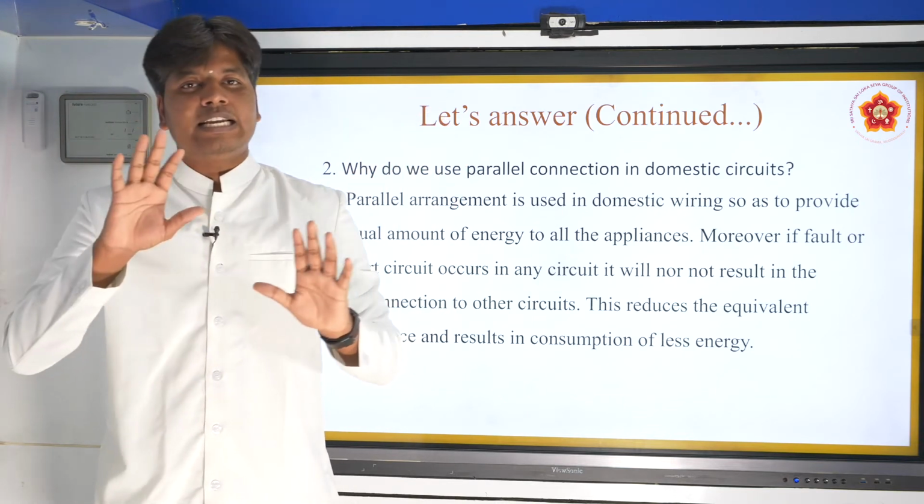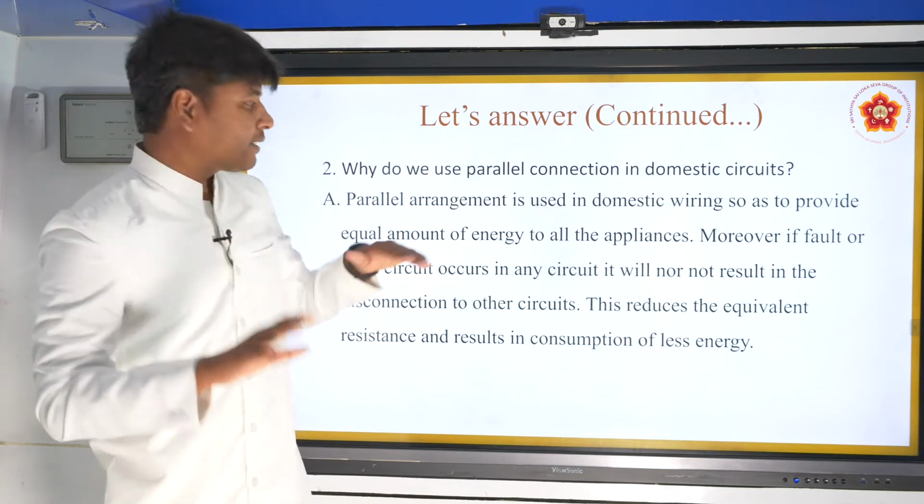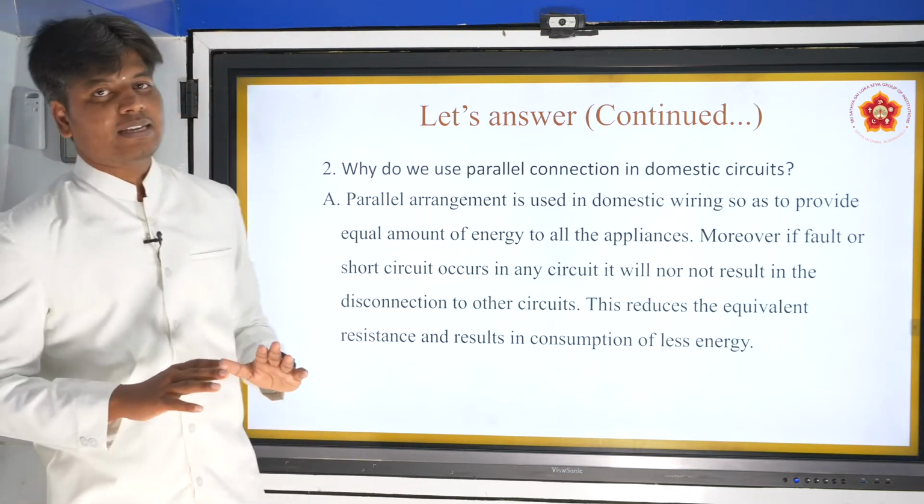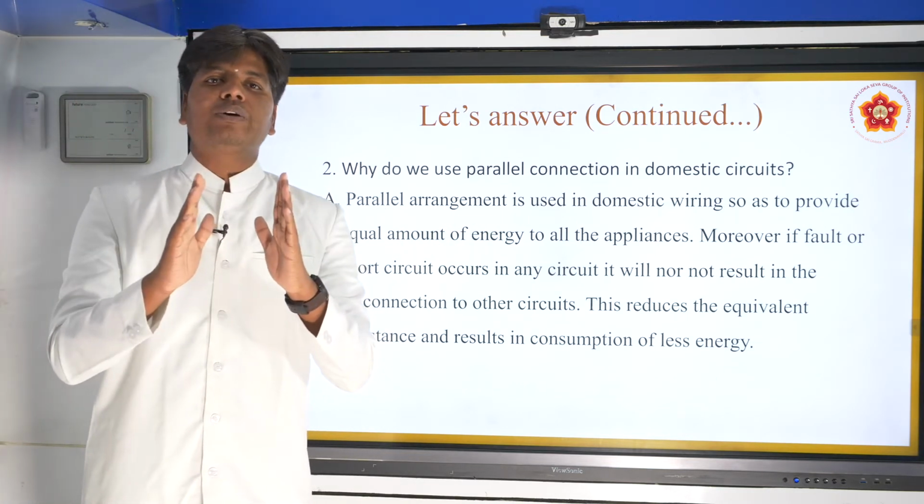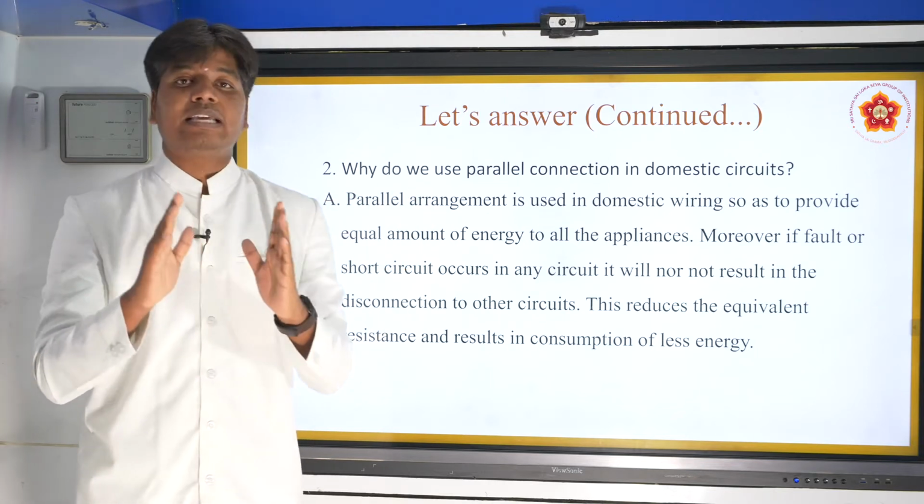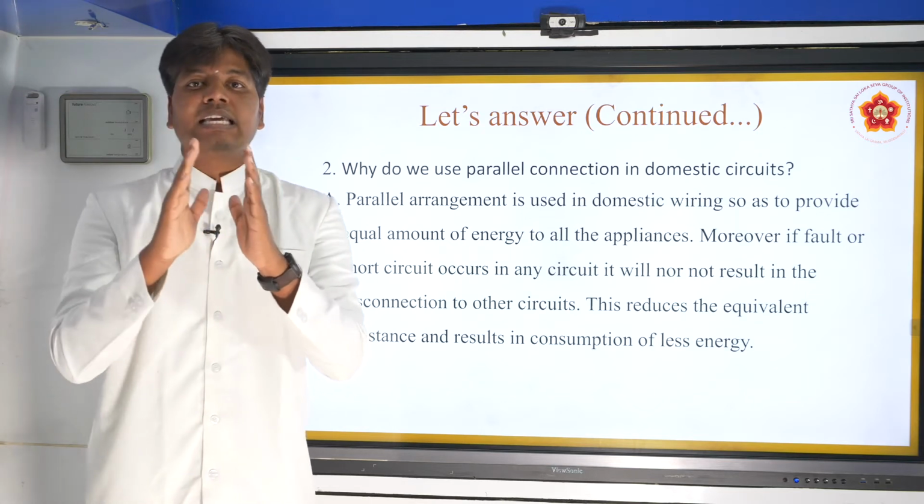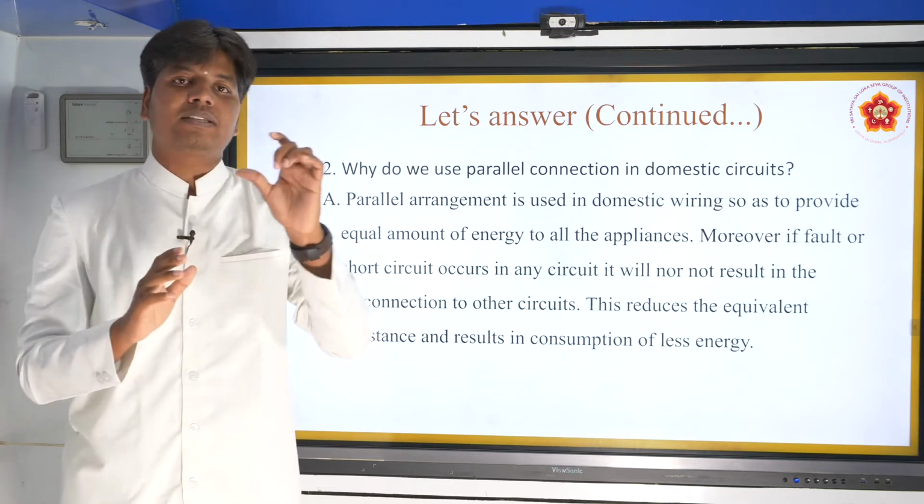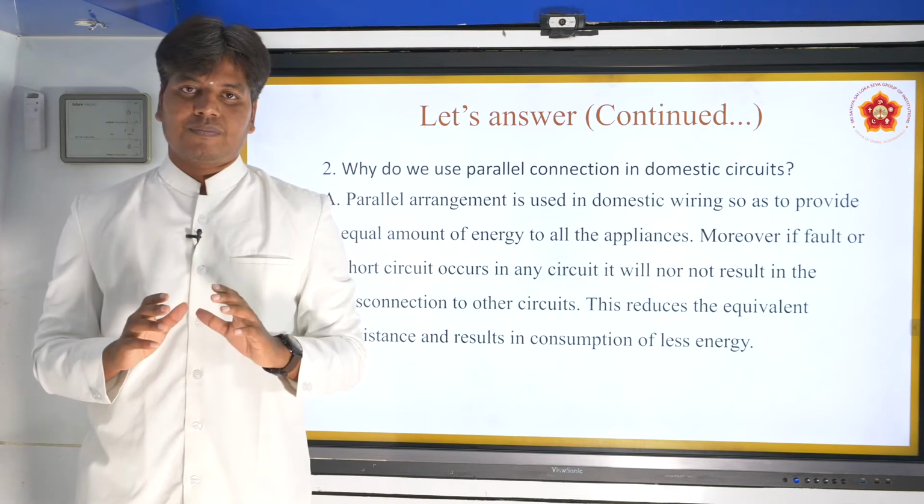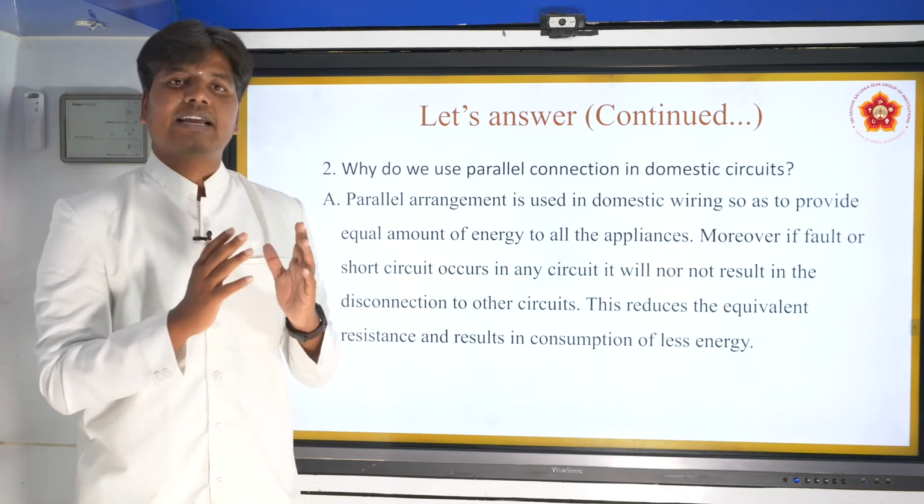So everything is independent, and what the first point here is telling is that it helps in giving the equal potential difference. That means it is helping in giving equal voltage to every appliance in the house, so that they can draw current as much as they need.